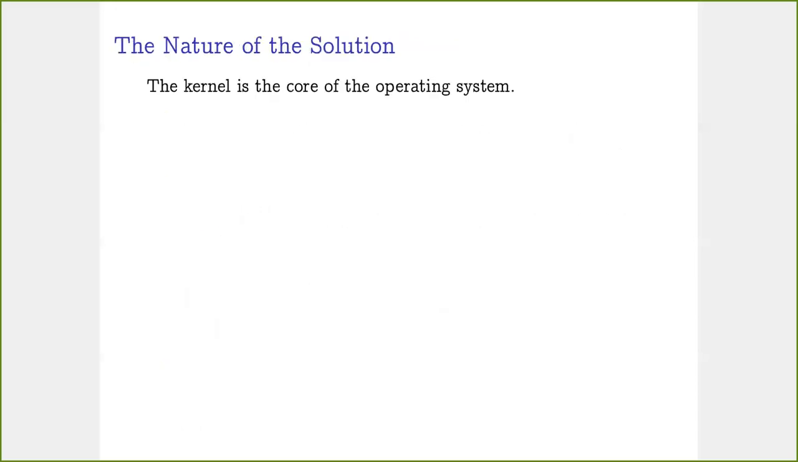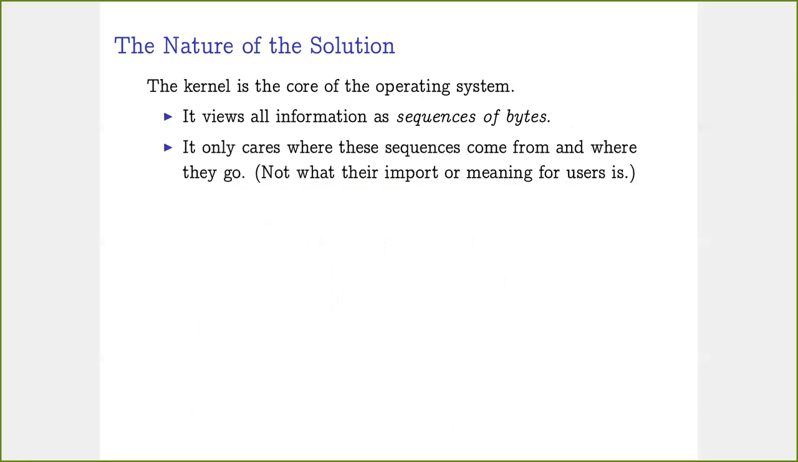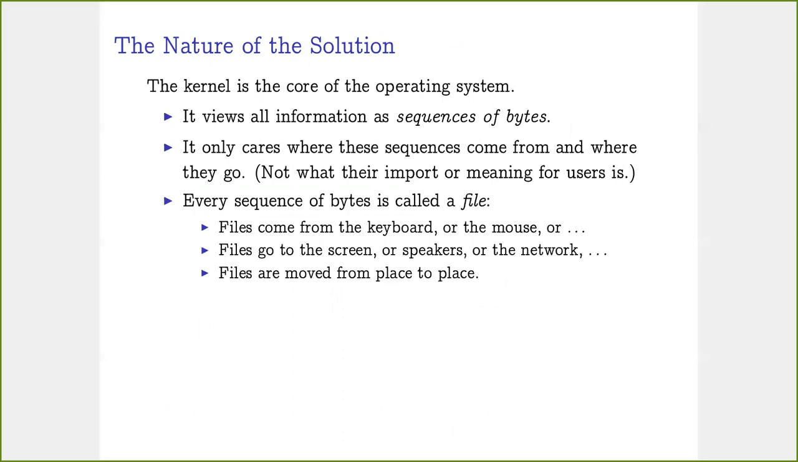What's the nature of the solution? The kernel is the core of the operating system. It views all information as sequences of bytes. It only cares where these bytes come from and where they go, not what their meaning for users is. Every sequence of bytes is called a file. Files come from the keyboard, the mouse. Files go to the screen, to the network. Files are moved from place to place.